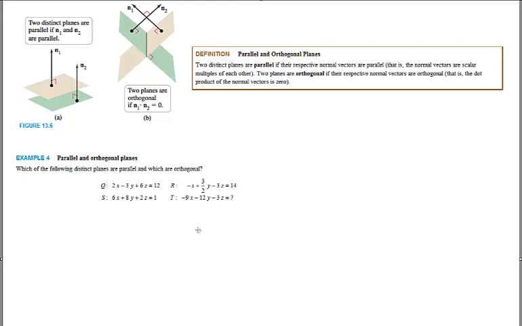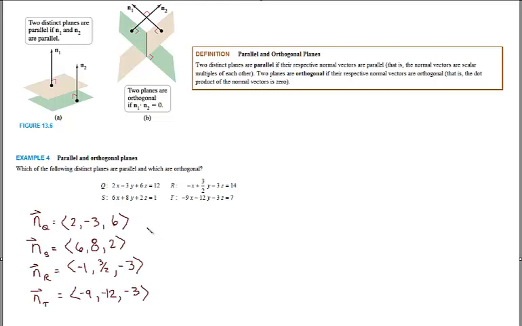So I'm going to go ahead and get the normal vector for each of these equations. Looking at these, I can see that Q and R, because you could say that I'm multiplying everything here by a -2, and I would get Q. So I know that Q is parallel to R.